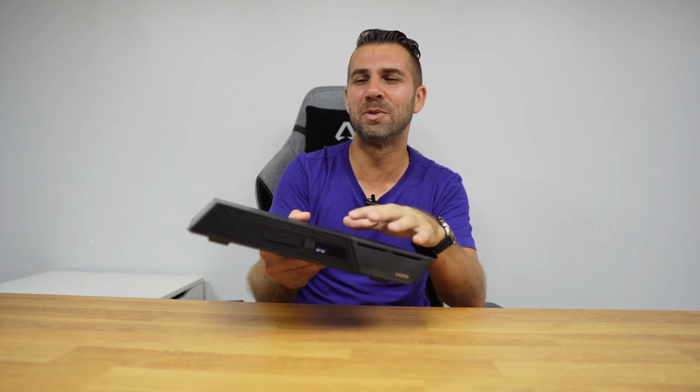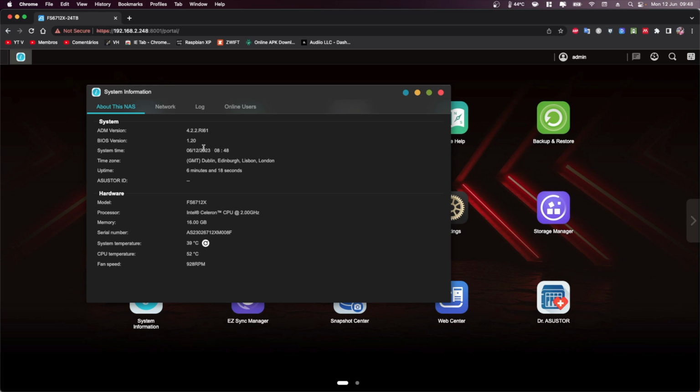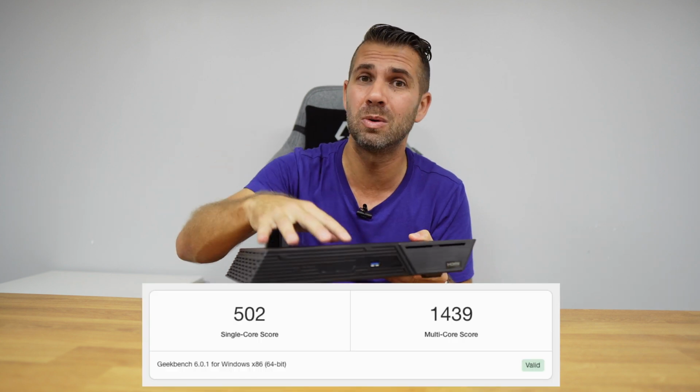Regarding performance and CPU utilization, this is not a CPU for us. We have seen it on other machines that we have tested here on the channel. It has the Intel Celeron quad core at 2.0 GHz, 5105. Now, one of the big advantages that we have seen in the past in this CPU is that it's able to transcode 4K H.265 and H.264.